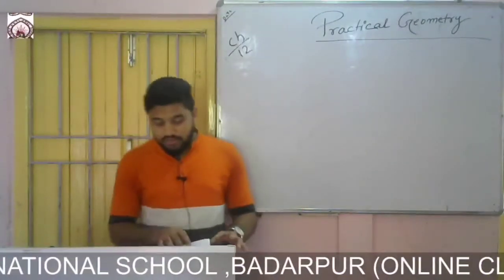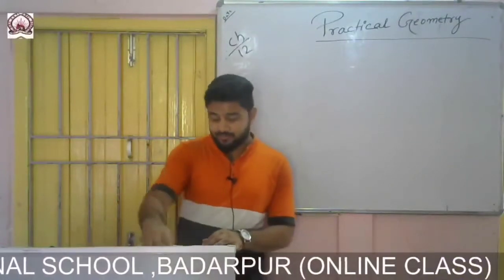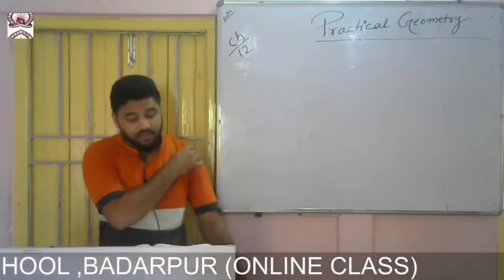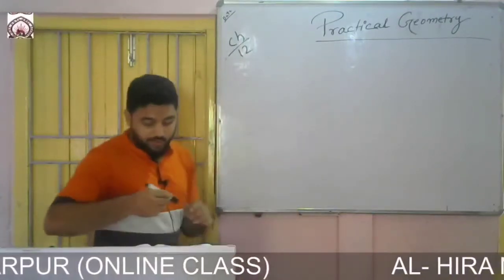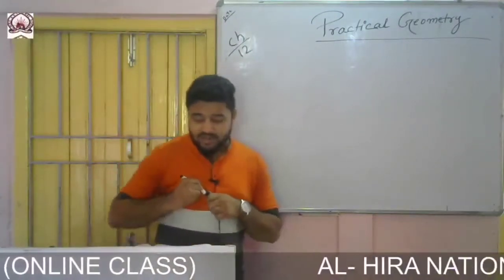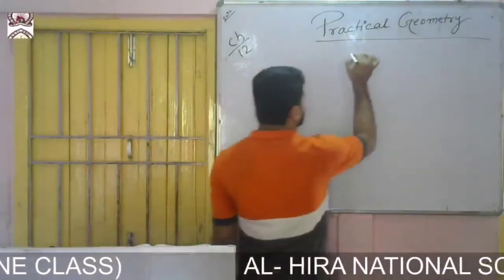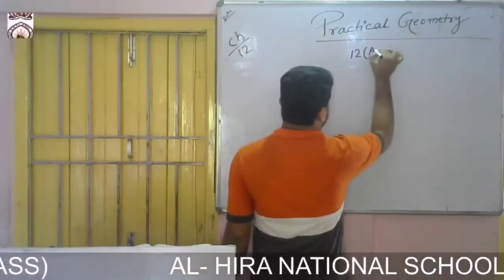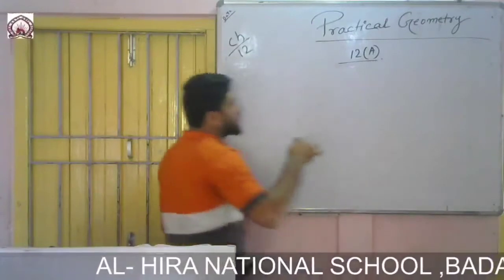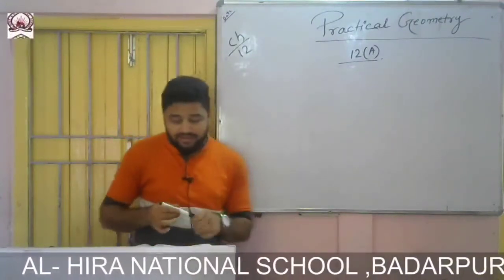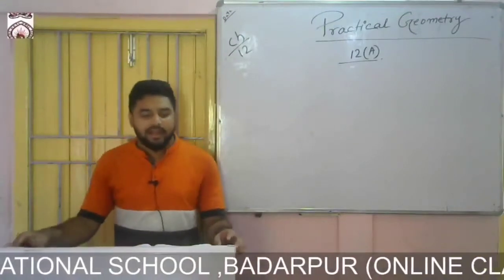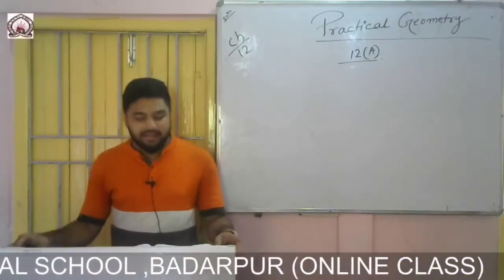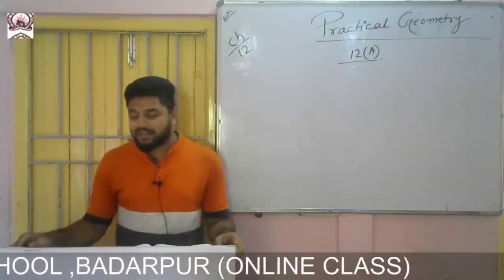So let's begin with Exercise 12a. In exercise 12a, what is there? Draw a line segment AB. So you know line segment, okay? Draw a line segment AB of 6.8 centimeter.